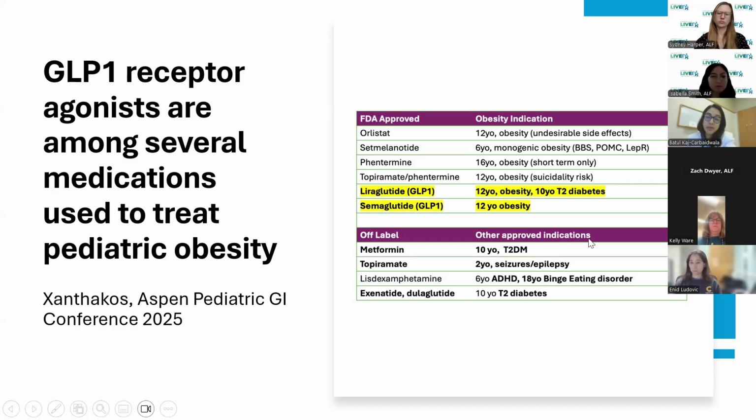Topiramate, I see some of my weight loss colleagues will use from time to time. It can be helpful for suppressing appetite. Some of these other listed medications we don't use as much. We know that medications that treat ADHD, the stimulants, can reduce your appetite significantly and contribute to weight loss, but they also are stimulant medications, so they are used judiciously for this indication. But certainly liraglutide and semaglutide are going to be the biggest ones that we end up using.